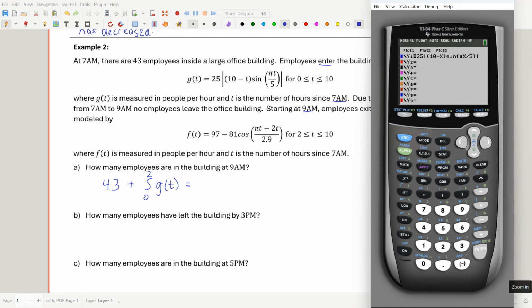Got that good? Yeah. 97 minus 181 cosine of the quantity pi t minus 2t, with a double parenthesis there.